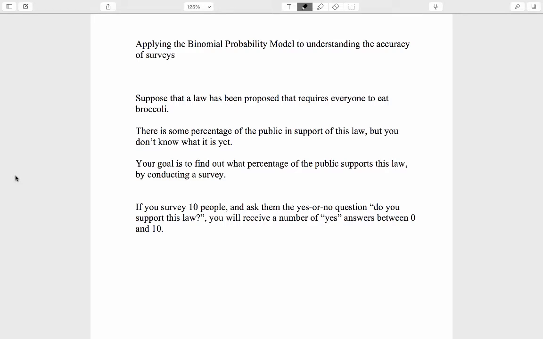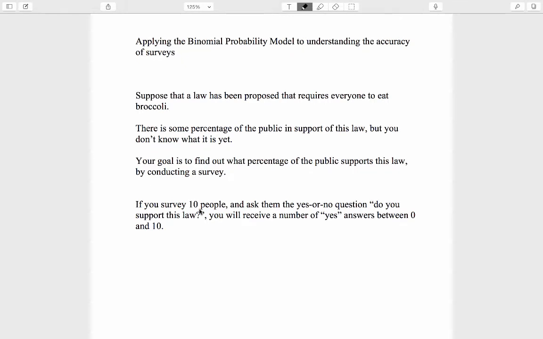If you survey 10 people and ask them the yes or no question, do you support this law, you will receive a certain number of yeses, and the number of yes answers you receive will be some number between 0 and 10. Now, when you ask people this question, they might not hear it as a yes or no question. They might spend 10 minutes telling you stories about their experiences with broccoli without actually saying yes or no to your question, but we're going to approach this as counting just how many yeses you heard. So every person you ask either gives you an unambiguous yes, or they don't, and you're counting the number of yes answers.